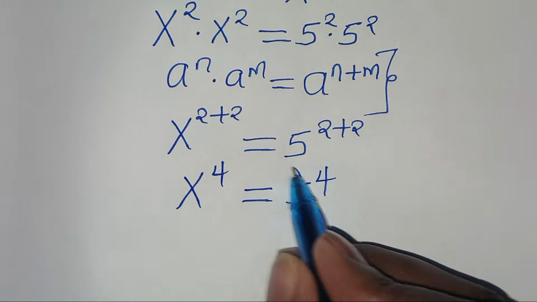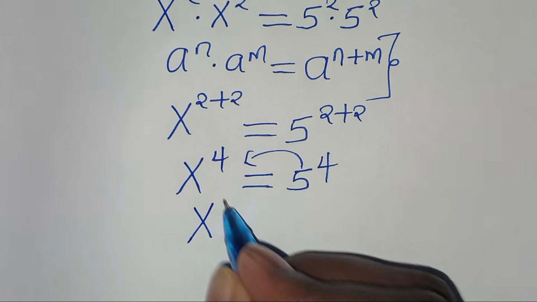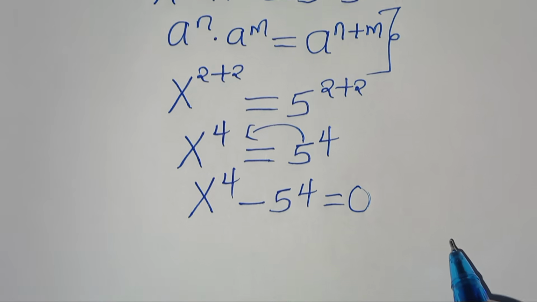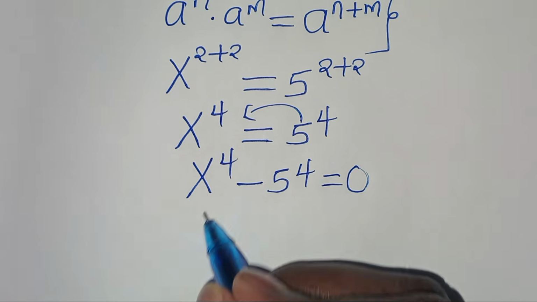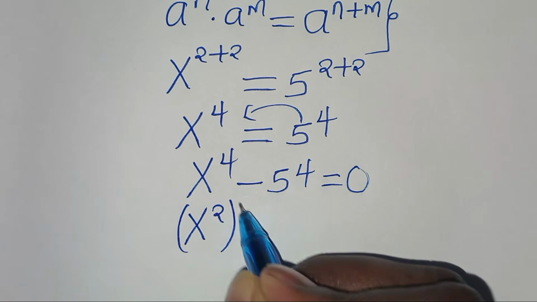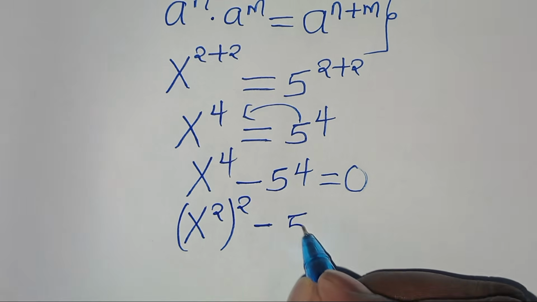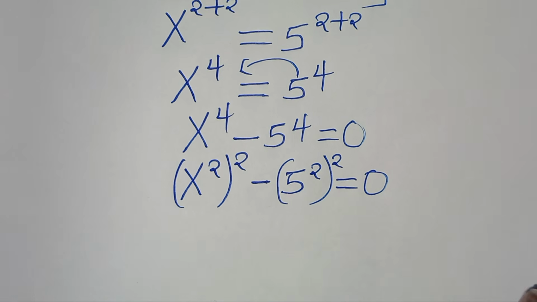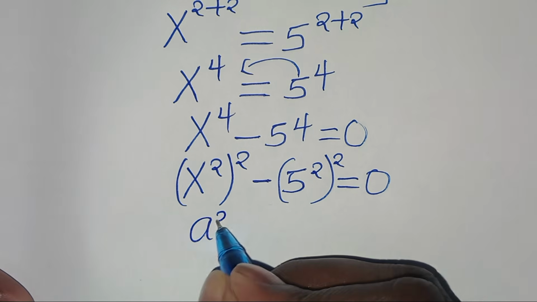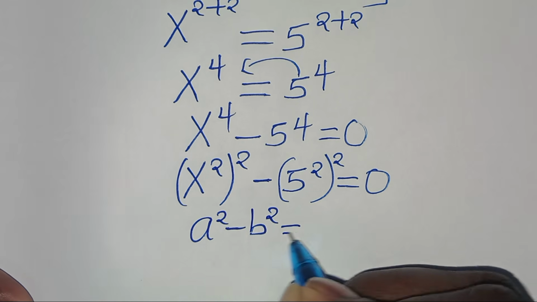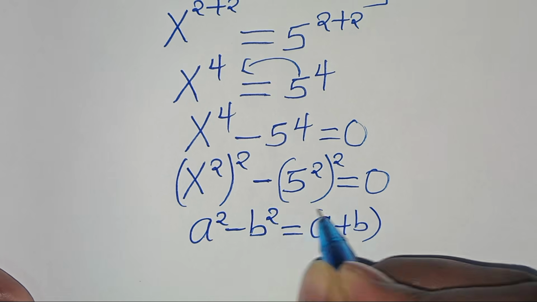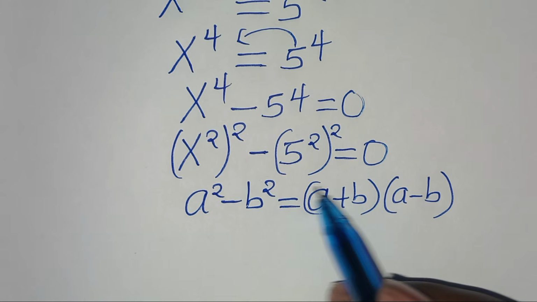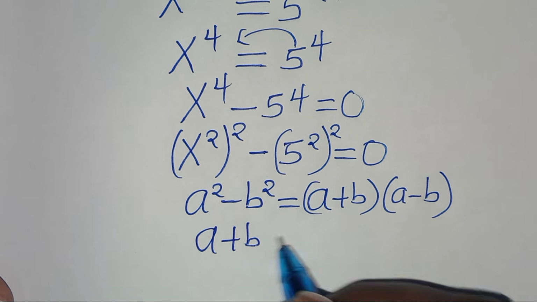Now let's take 5 to the power of 4 to the left hand side, so that we have x to the power of 4 minus 5 to the power of 4 equal to 0. x to the power of 4 can be expressed as x to the power of 2 raised to the power of 2, minus 5 to the power of 4, which is 5 to the power of 2 raised to the power of 2. This is equal to 0. This is in the form of a squared minus b squared, which we can express as a plus b multiplied by a minus b.